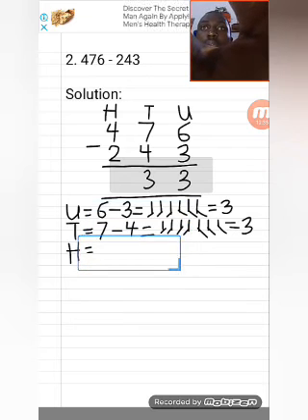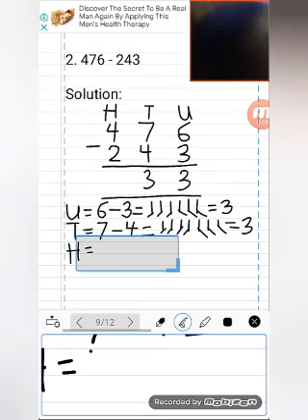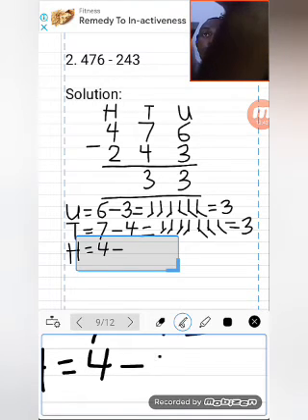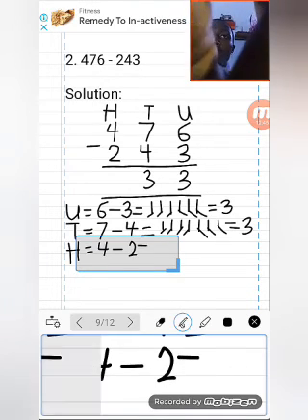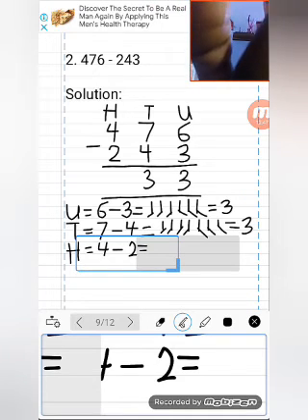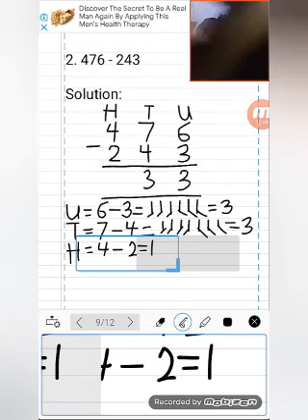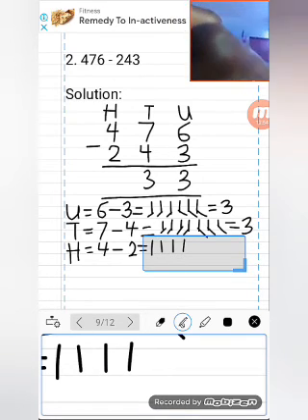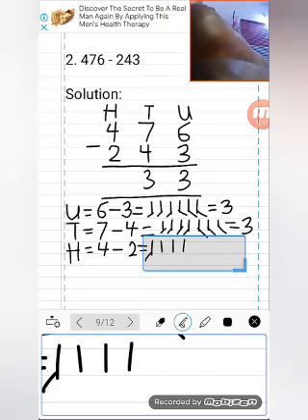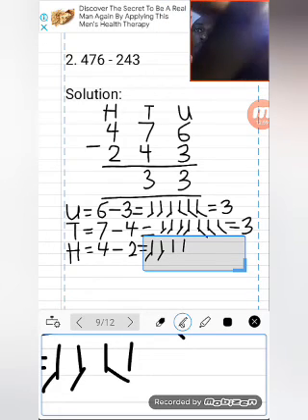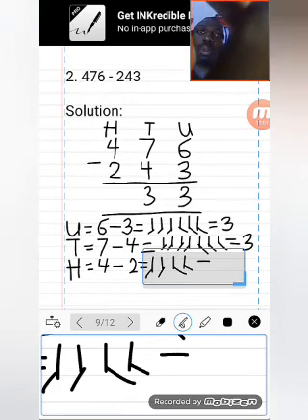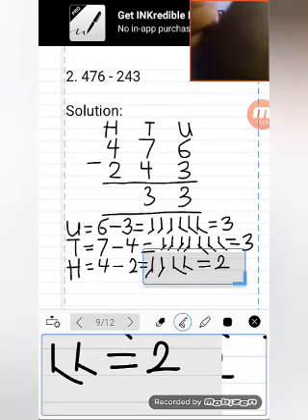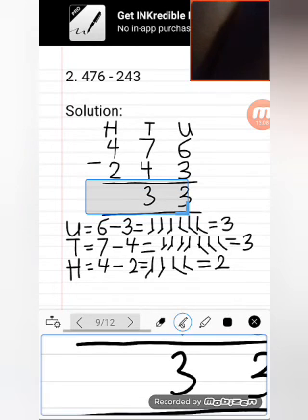Now we have 4 minus 2 for the 100, for the H. So let's count 4. 1, 2, 3, 4. Now minus 2. 1, 2. What do we have as the answer? 1, 2. So 4 minus 2 is 2. So let's write it in the answer space here.